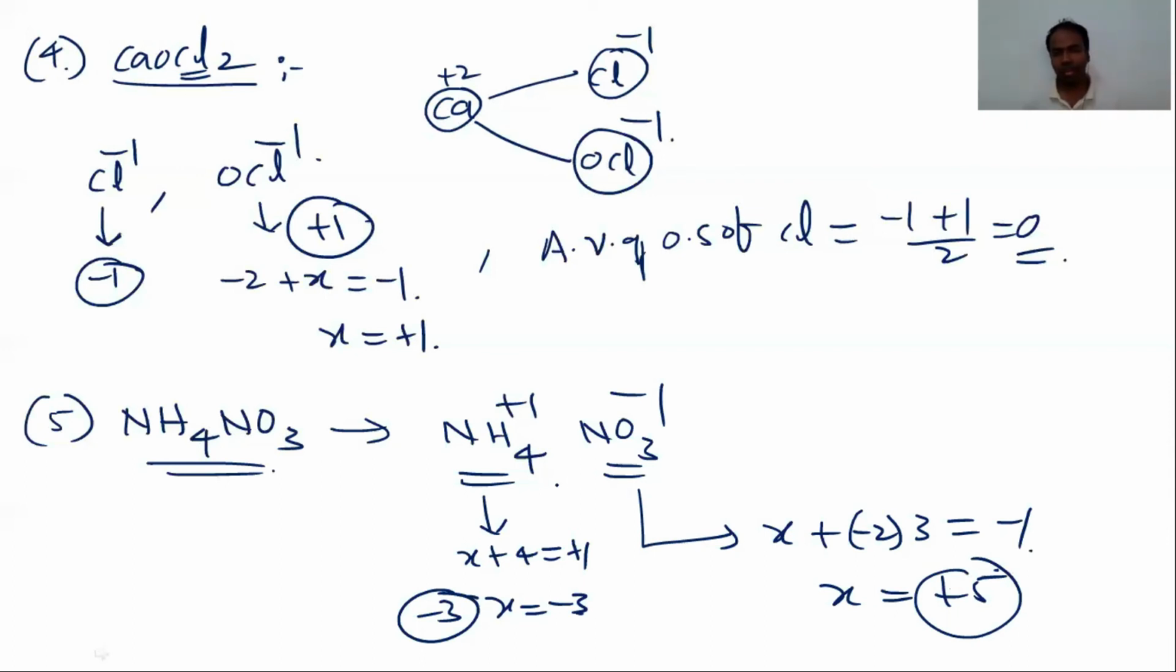So these are level 2. Level 3 is the difficult level, that is fractional oxidation state. So don't miss part 3 of oxidation number. That is very important for IIT JEE exams.